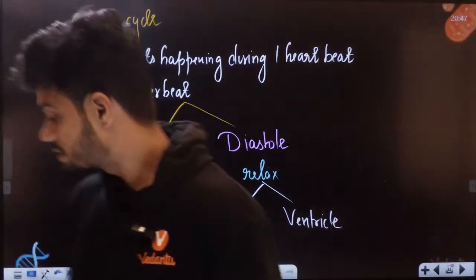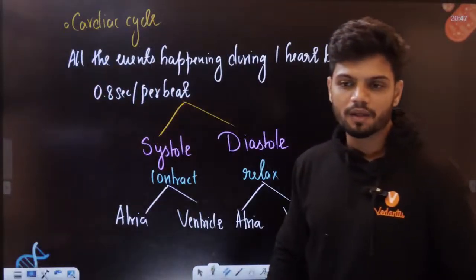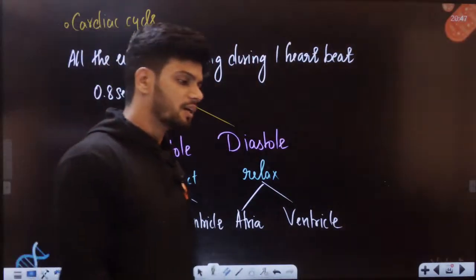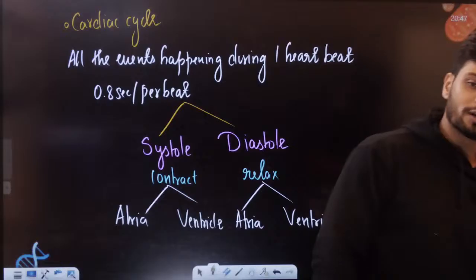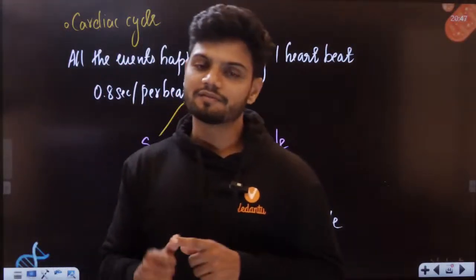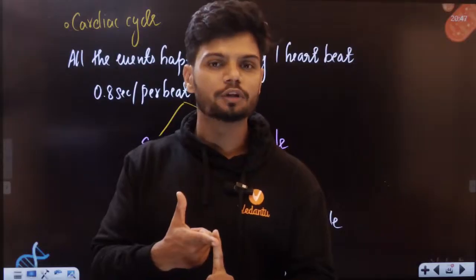Okay. Now, students, where do you find semilunar valves? Can anyone remind me? Semilunar valves are present in the aorta and pulmonary artery. In those places we find the semilunar valves.